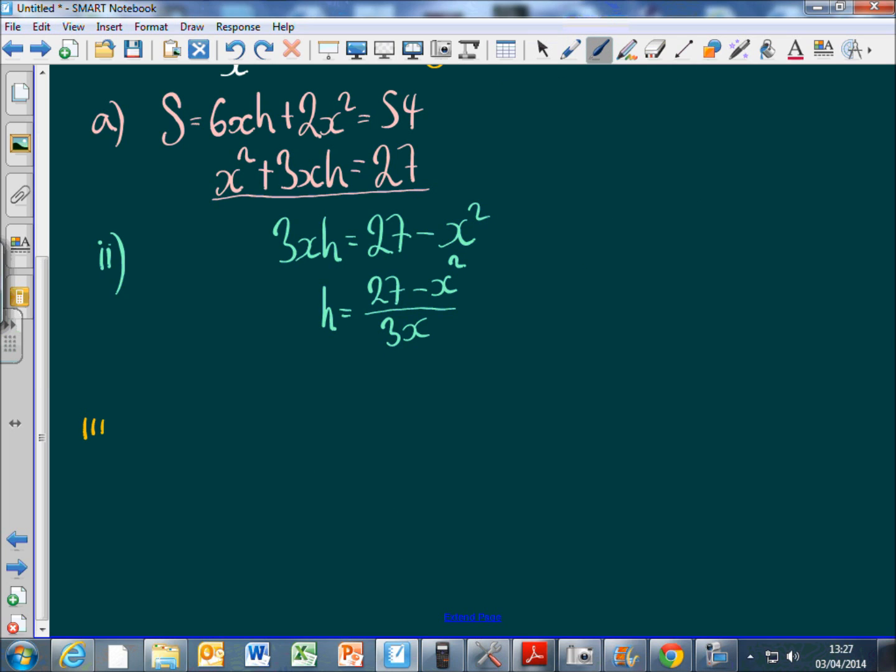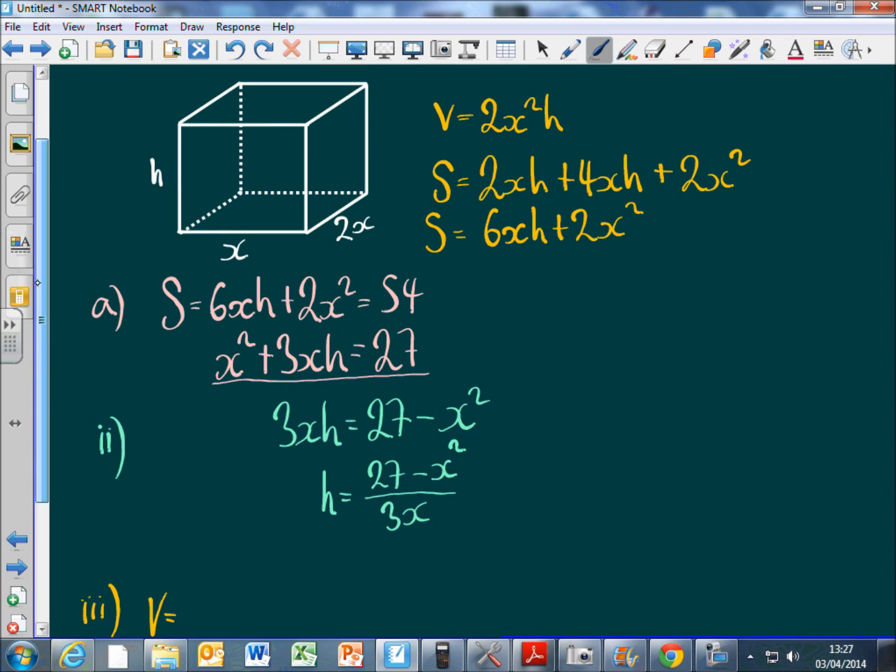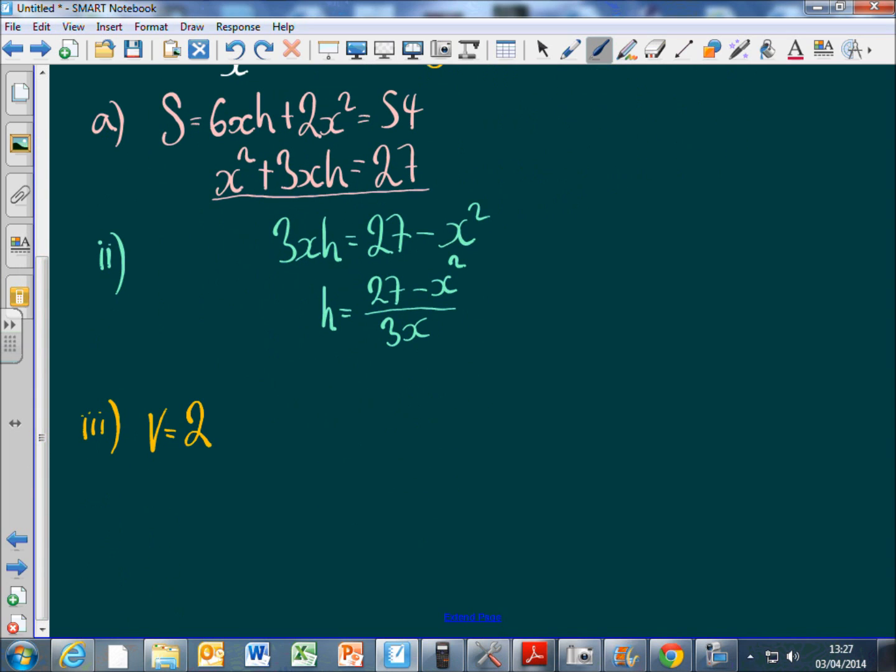So for part A(iii), the equation we had was that V equals 2x squared h, but we know that h equals this, so V equals 2x squared multiplied by 27 minus x squared over 3x. Now I've just got to multiply this out and try to make it look like what's on the sheet.